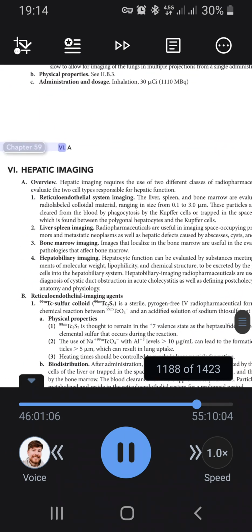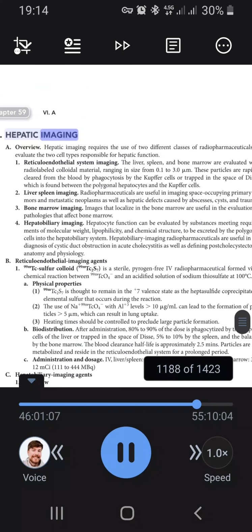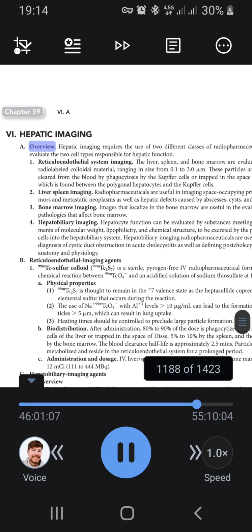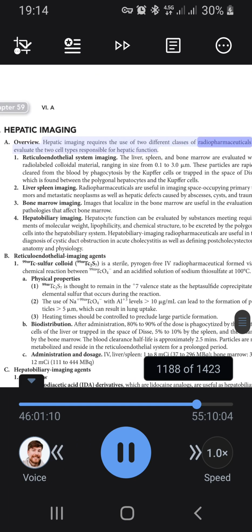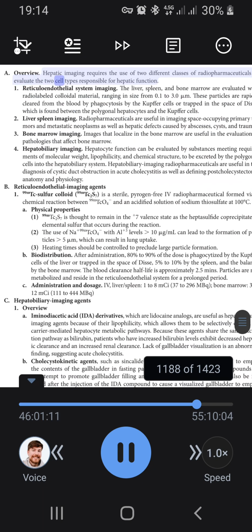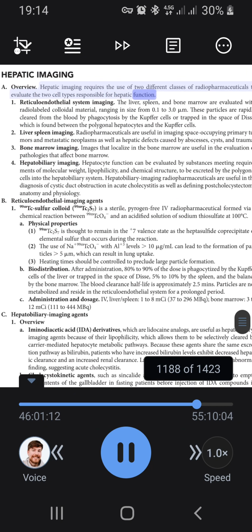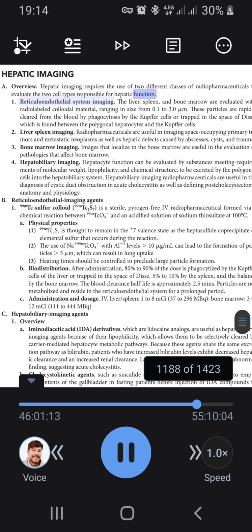Chapter 59, Hepatic imaging. Overview. Hepatic imaging requires the use of 2 different classes of radiopharmaceuticals to evaluate the 2 cell types responsible for hepatic function.